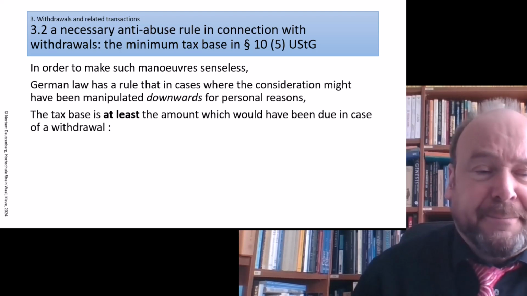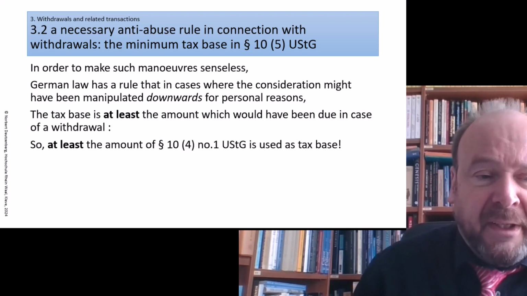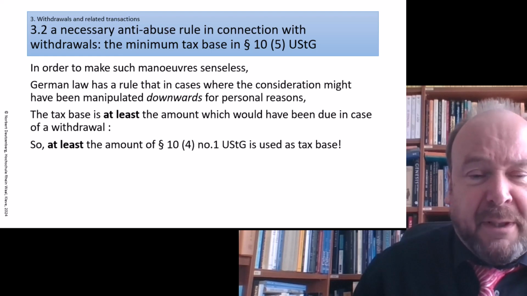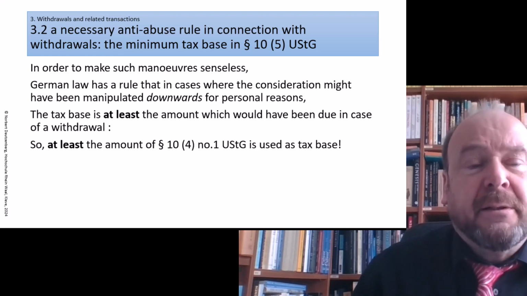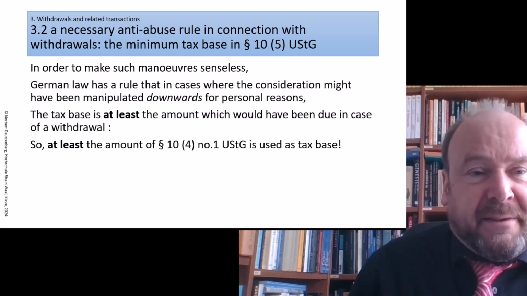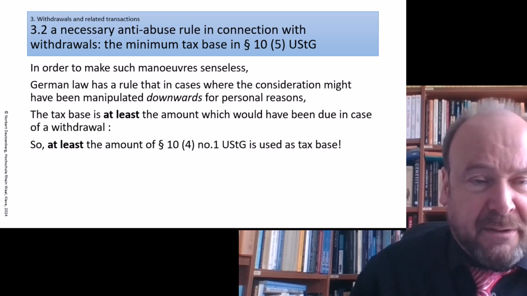So that means at least 10.4 number 1 is used as a tax base if we make a deal with people related to us under the personal aspect.